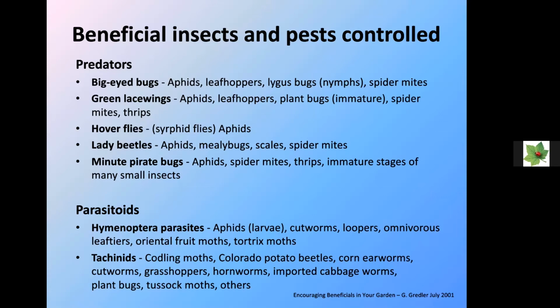So as you can see, there is a large range of different types of pests that are being eaten by just a handful of different predators. And all of these are helpful to have in your garden and need a diversity of flowers. So it's always important to plant diversity to attract as many of these different guys as possible.